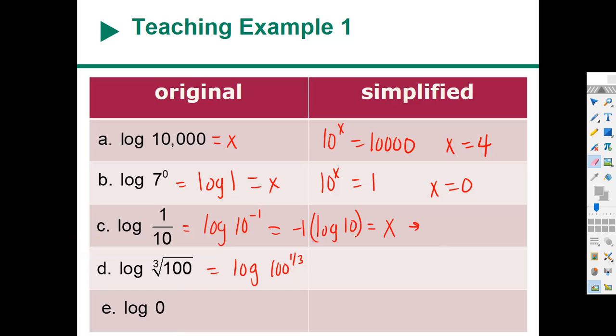Right here, this is called our identity rule. Log base 10 of 10 equals 1. So this is our identity. Log base 10 of 10 is always another way of writing 1. You know how we have x to the 0 that is 1? Well, log 10 is going to be 1. So you're left with -1 times 1, which equals -1.